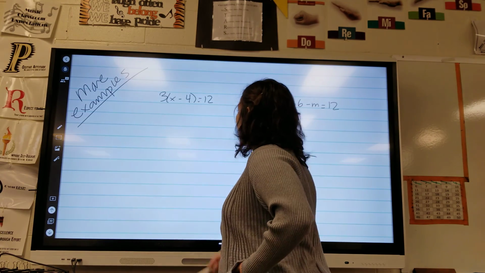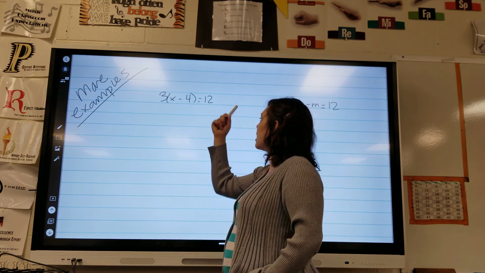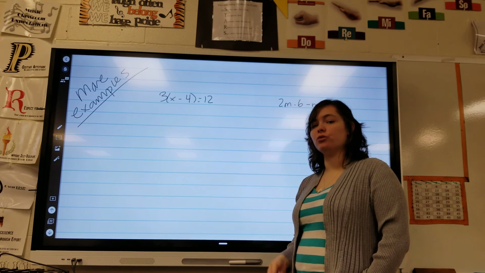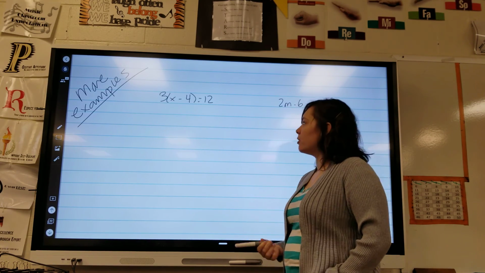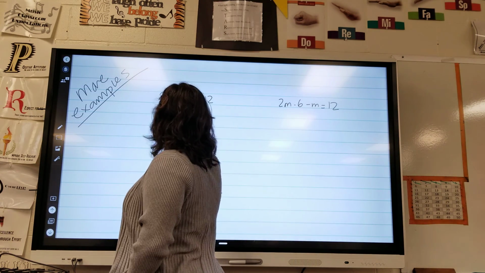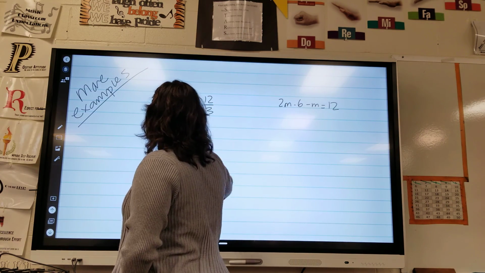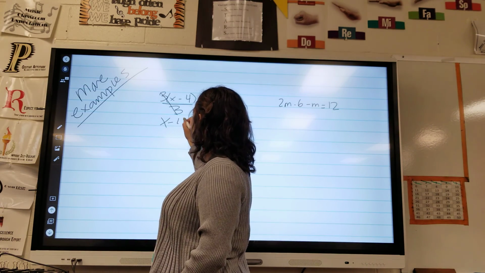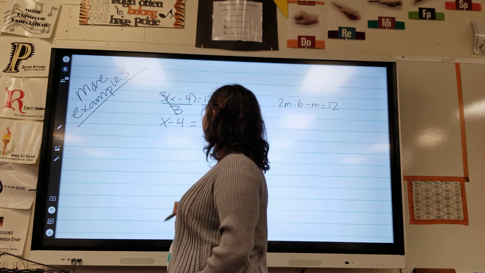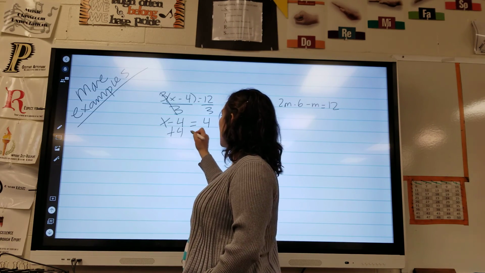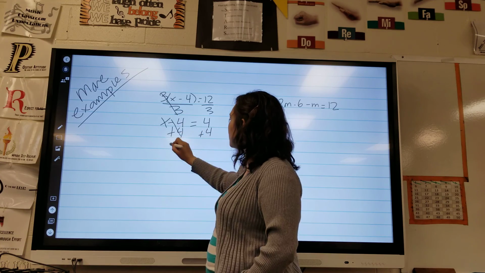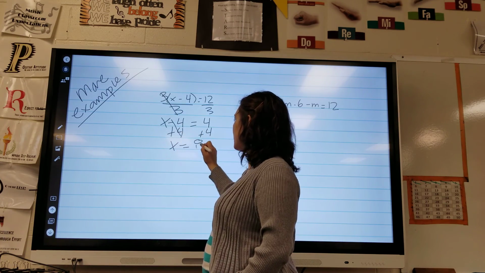All right, so we have 3 times the quantity x minus 4 equals 12. I find method 2 that we just did simpler, where I get rid of the 3 right away by dividing by 3 on both sides. I'm going to be left with x minus 4 equals 4. I'm going to add 4 to both sides because I'm subtracting 4 here. Those cancel. I'm left with x is equal to 8.